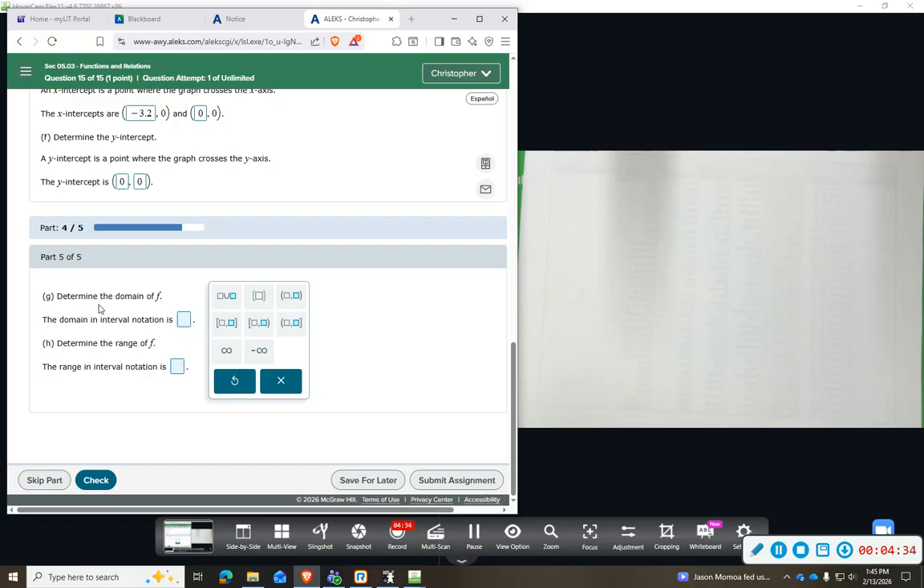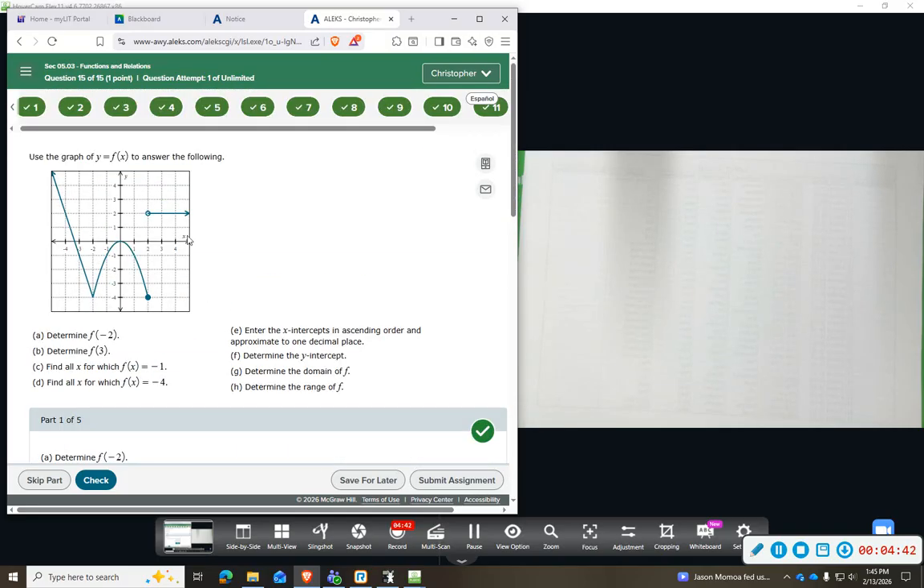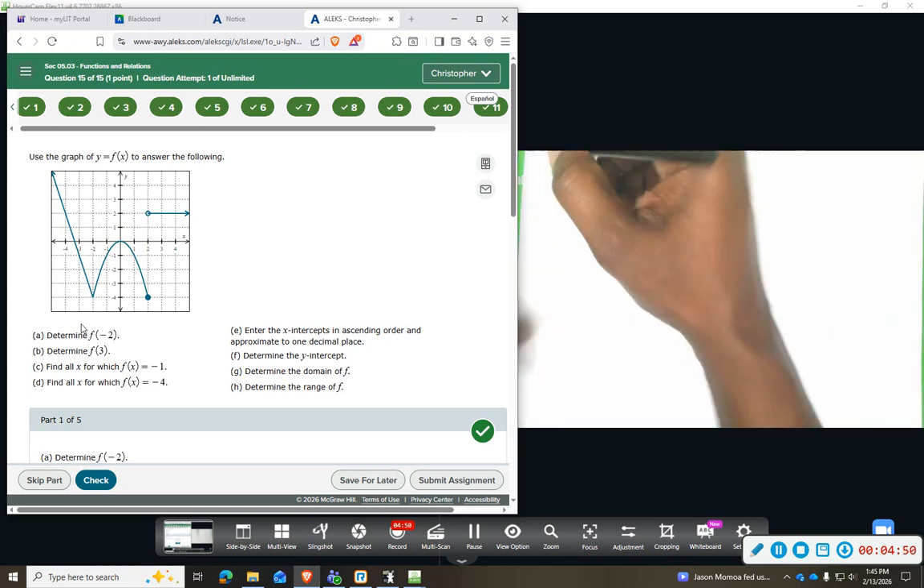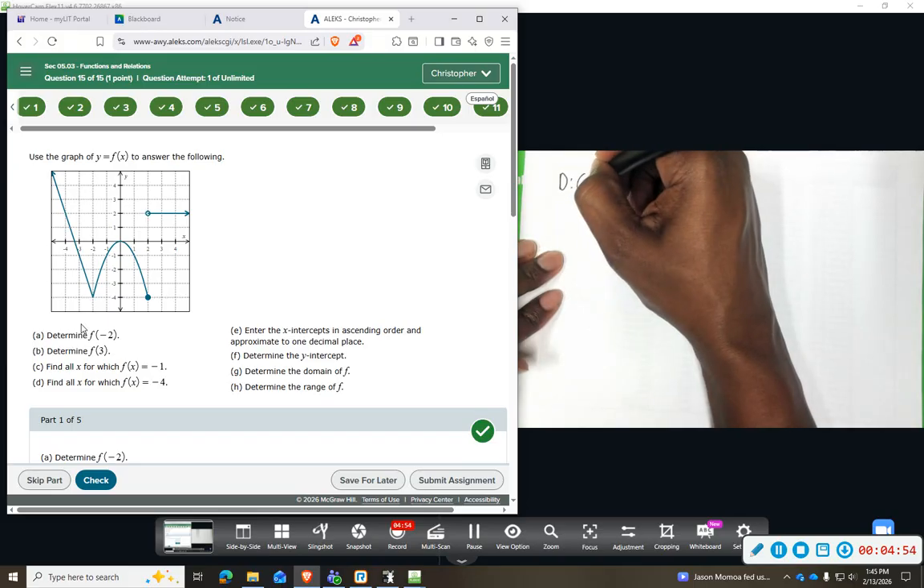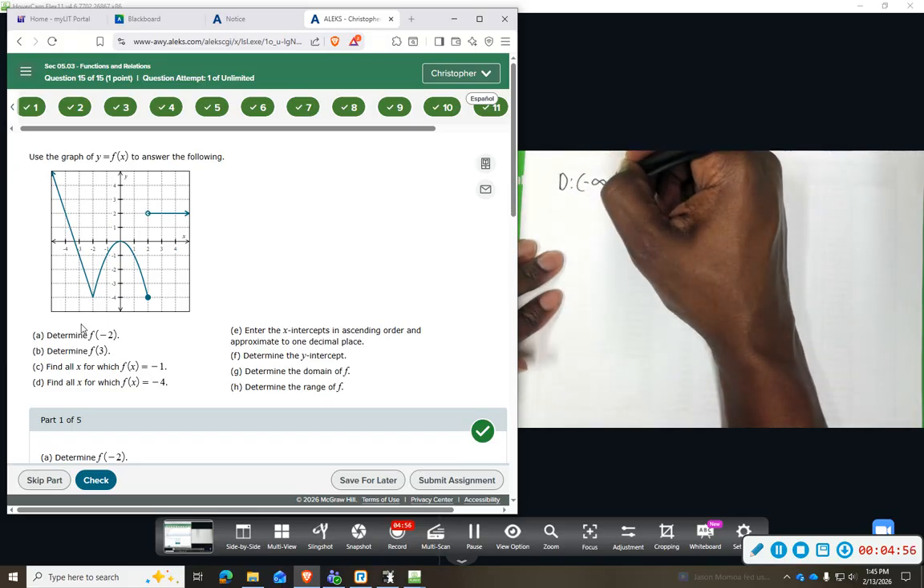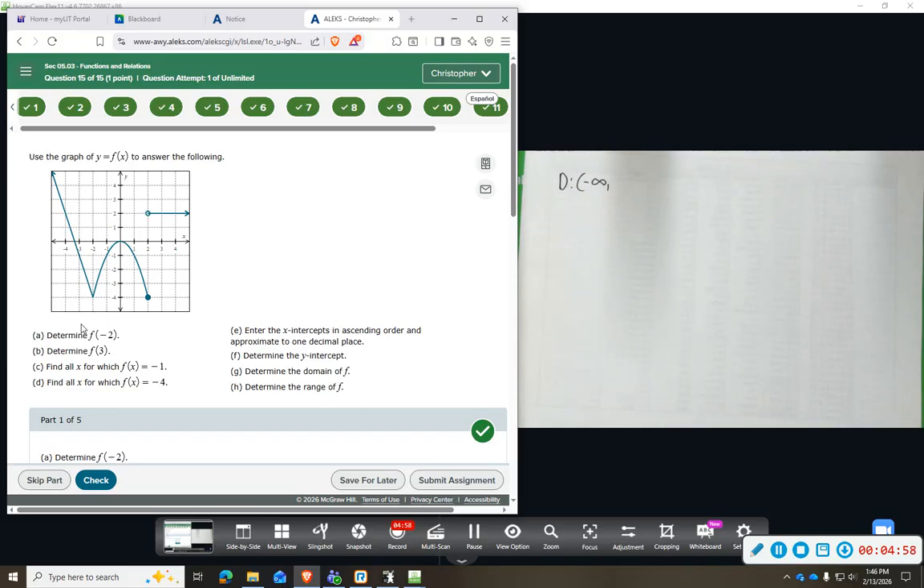G, we want to determine the domain of f, and then we're going to write it in interval notation and determine the range. Okay, so let's look at this graph. So how far to the left does it go? Even though it's going upward, it's also going to the left. So as far as a left end is determined, the domain is going to go all the way to -infinity.